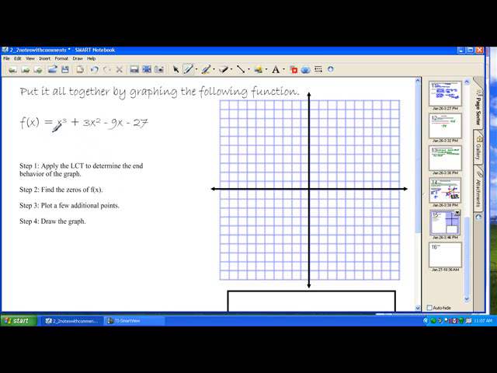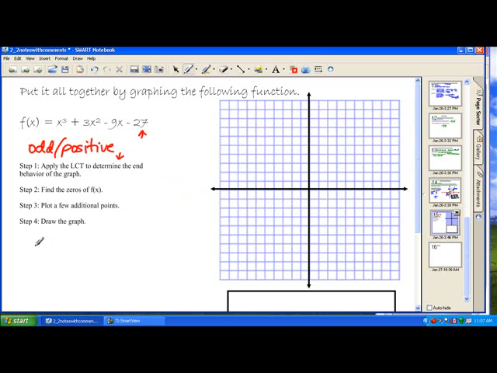Okay, so the leading coefficient is 1 because that's the coefficient of the highest degreed term. That degree happens to be what? 3, which is odd. So we have an odd degree with a positive leading coefficient. So if you recall, that's going to take on the shape of x cubed at the ends, right? So our end behavior is going to be that of x cubed.